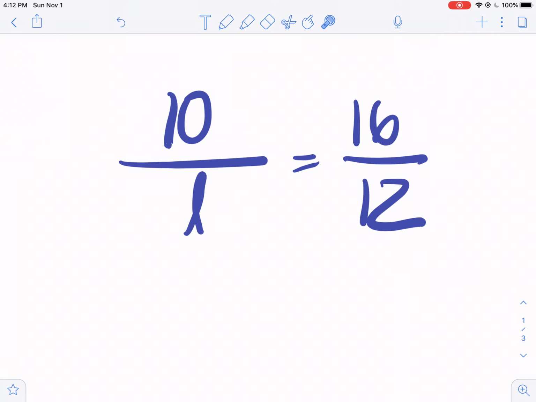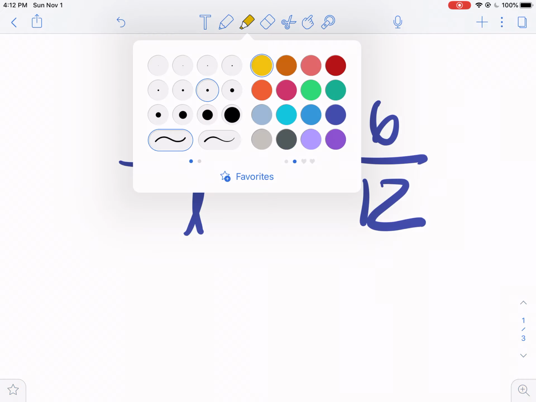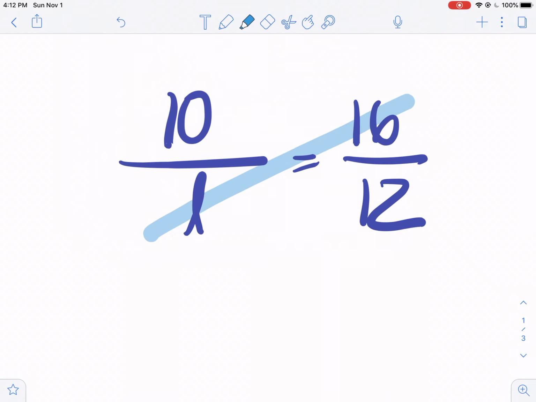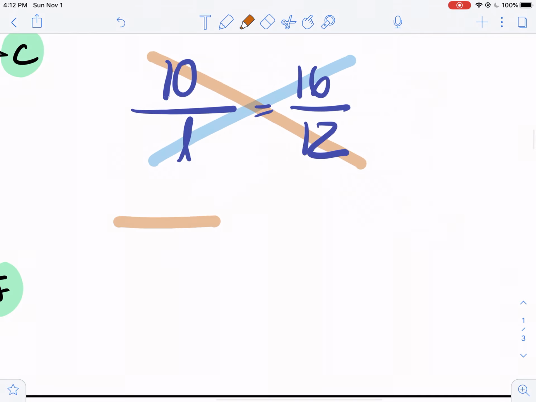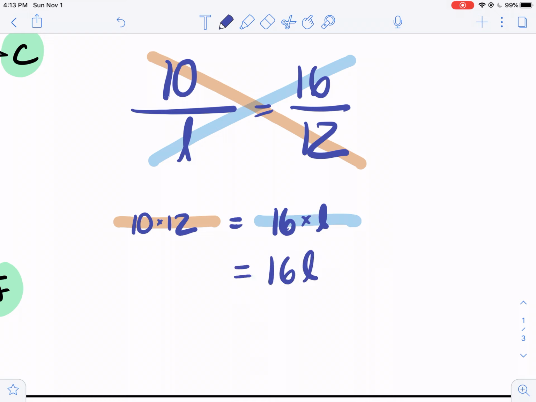How do we solve a proportion? We need to find our cross products. Okay, so on this side we have 10 times 12, whatever that turns out to be, and on our other side we need to find L times 16. I'm going to do 16 times L because that's 16L. So that's great. 10 times 12 is 120.